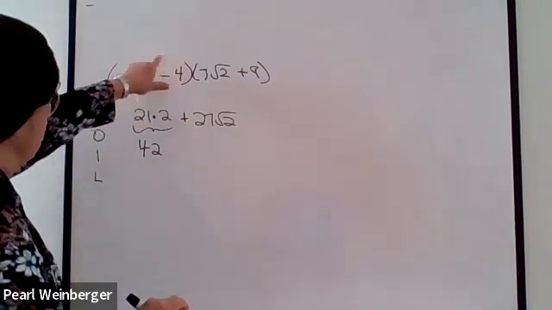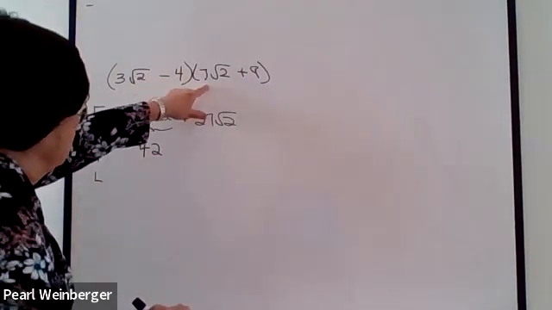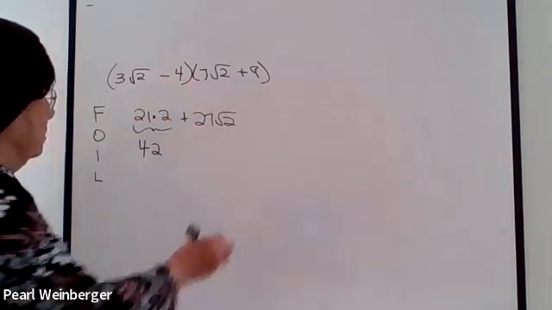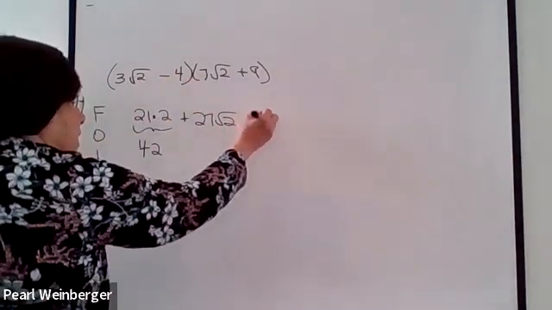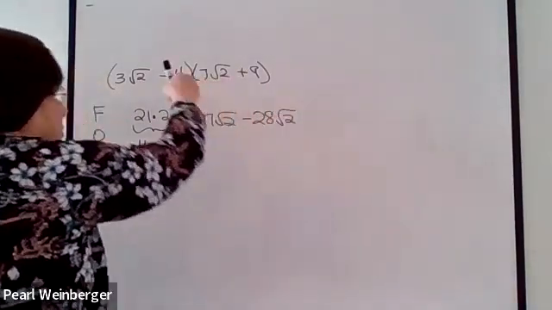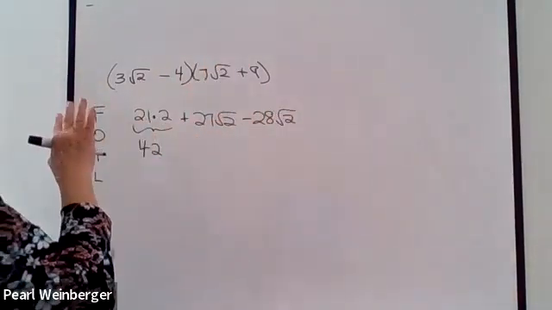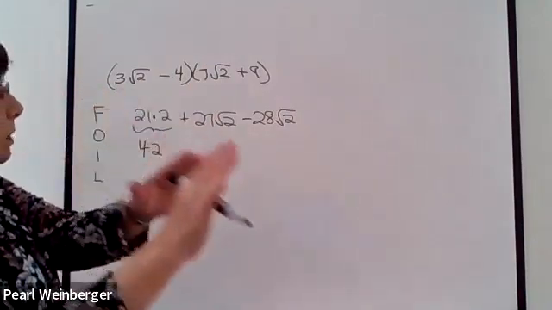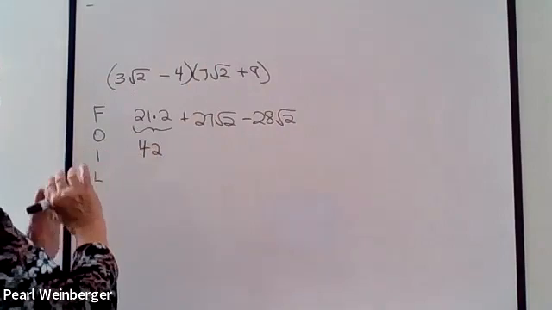Inner is the -4 times the 7 radical 2. -4 times 7 is -28 radical 2. Remember, there's no radical to multiply. You only multiply the numbers outside with each other. You multiply numbers inside with each other.